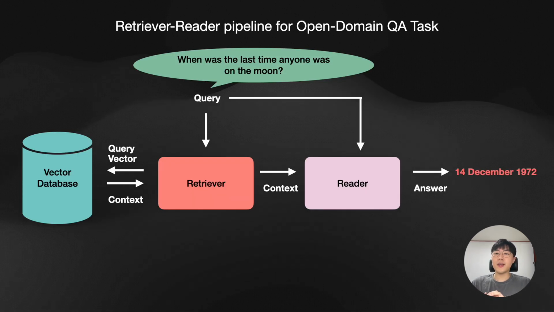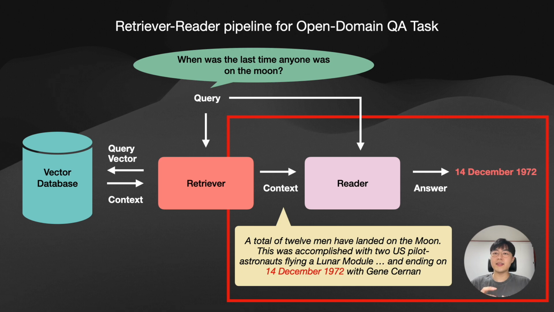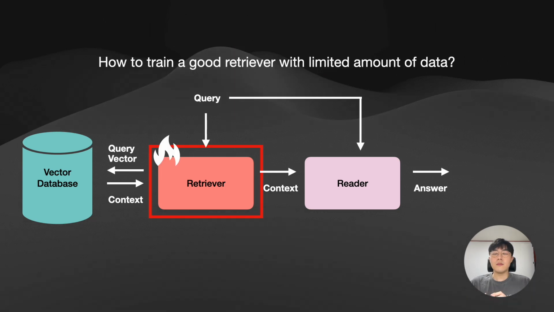To solve open domain question answering task effectively, a simple framework called Retriever-Reader Pipeline is widely used. Retriever-Reader Pipeline consists of two stages. First, a retriever selects a small subset of passages that is related to the query from the vector database, where some of them contain the answer to the question. Next, a reader can thoroughly examine the retrieved context and identify the correct answer. This paper mainly focuses on how to train a good retriever with limited amount of data.